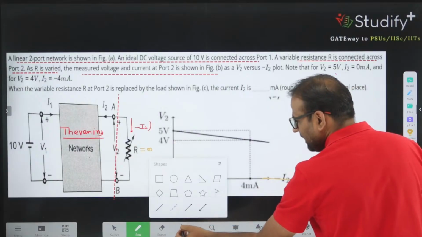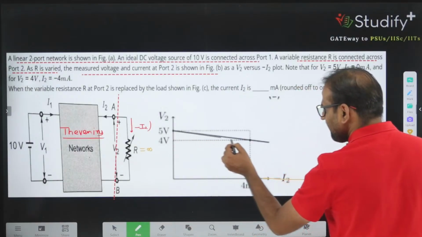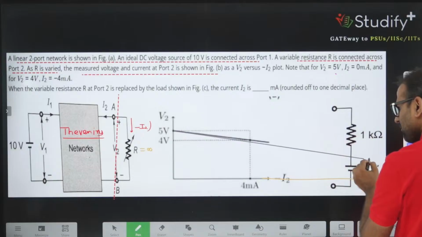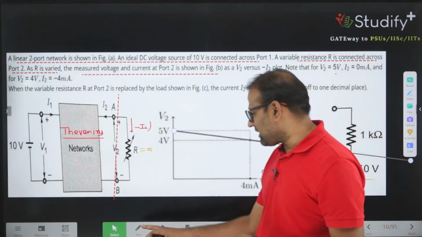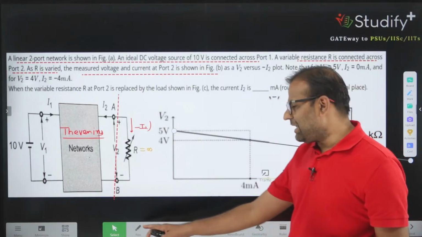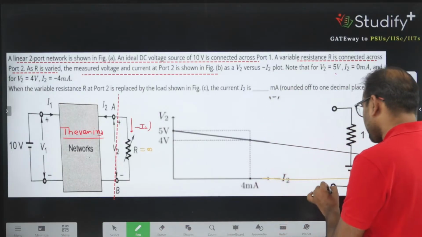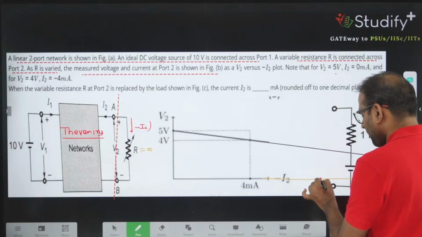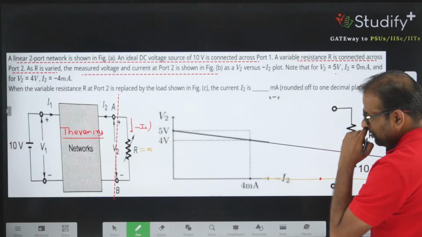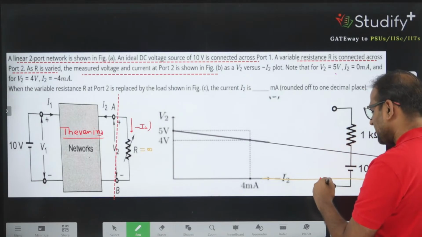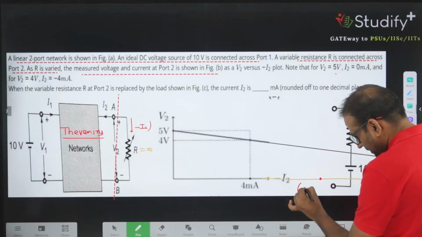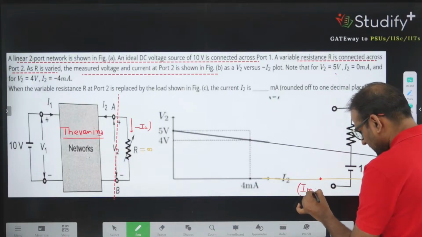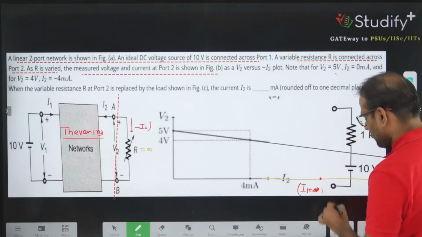This line will intersect the x-axis. That point is known as what? This is the point of maximum current, and maximum current is known as short circuit current. This point will be maximum current and 0 voltage.